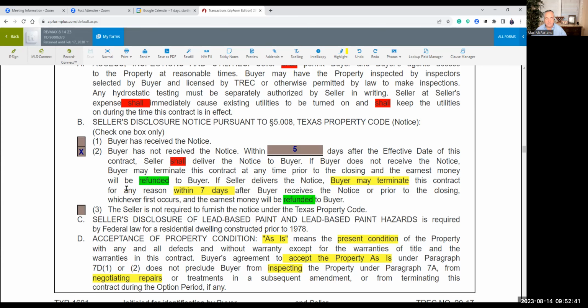But if there's a seller's disclosure notice, get it uploaded so that when you fill out the offer for the buyer, we have the seller's disclosure notice, because otherwise you're giving the buyer a 7-day out or more. Because if the buyer gets it within 5 days, right? Let's say they get it on day 5. You're now 5 days into this, now they have 7 days where they can terminate. Now, if they don't get it at all, they can terminate prior to closing.